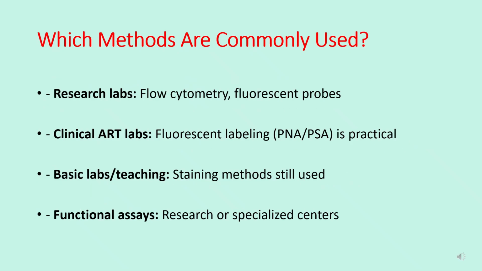In summary, in research laboratories the most common methods are flow cytometry and fluorescent probes. In clinical assisted reproduction technology laboratories, fluorescent labeling with Pisum sativum agglutinin or peanut agglutinin is the most practical method. In basic laboratories and teaching setups, simple staining methods are still used. Functional assays are generally reserved for research or specialized centers.